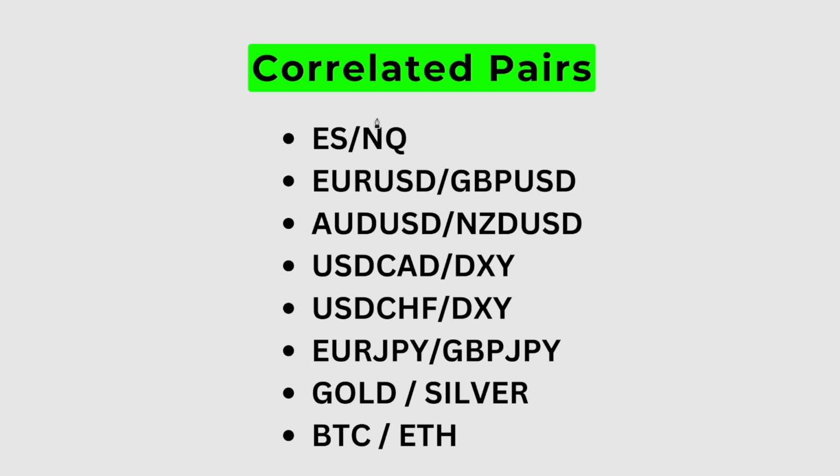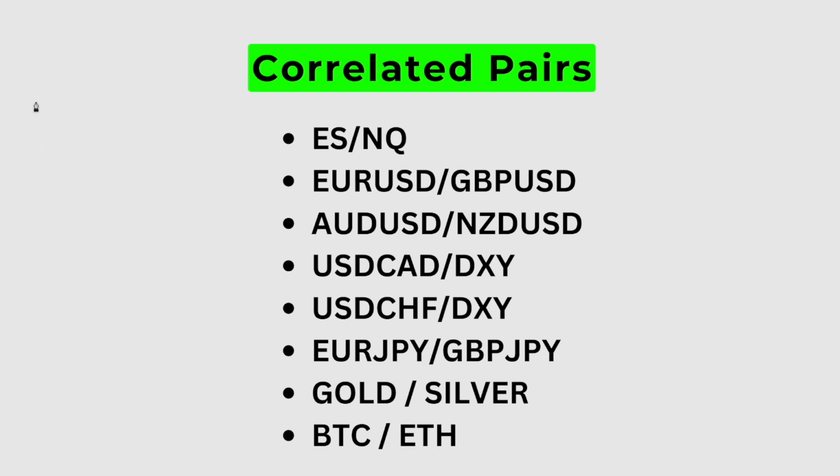pairs? We have ES and NQ, Euro USD, GBP USD, Aussie dollar, New Zealand dollar, USD CAD with the DXY dollar index, dollar Swiss against dollar index, Euro JPY against GBP JPY, and we have gold against silver and Bitcoin against Ethereum. These are correlated pairs.